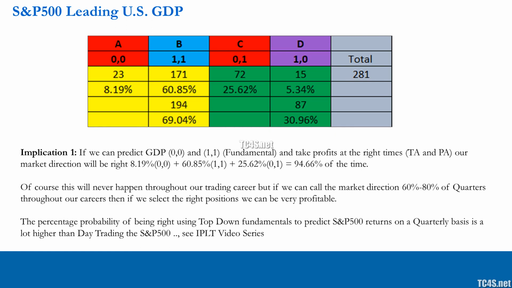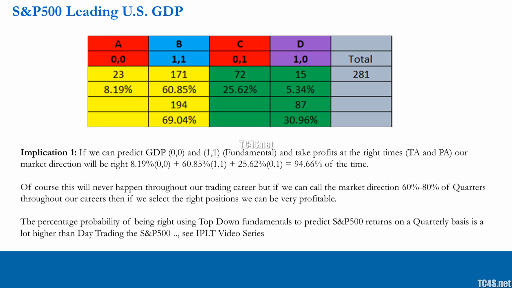But if we can call the market direction, 60 to 80% of quarters throughout our careers by predicting GDP, what GDP is going to be 6 months from now, then if we select the right positions, we can be very, very profitable. Okay. 60 to 80% is still insane. It's fantastic probability in our favor, fantastic odds in our favor.